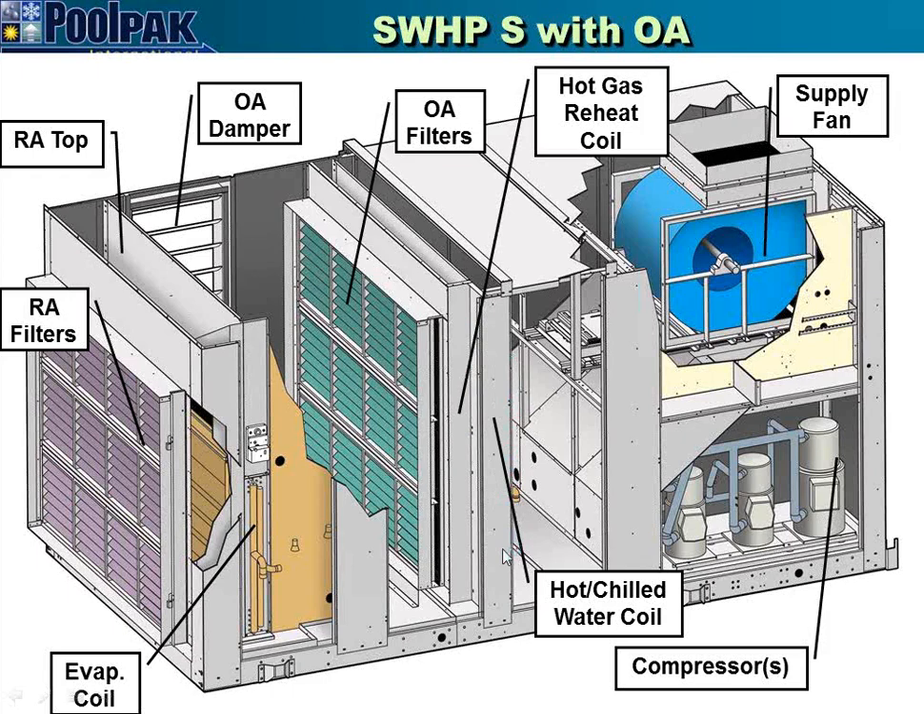By the same token, during the cooling season, if we need additional cooling, we can run chilled water through this auxiliary coil as well. Again, common construction feature of the PoolPak units, compressors and other major components are out of the airstream, and this is the S unit, and that refers to the supply fan. This only has a supply fan. So if you need dedicated exhaust, you're going to have to provide a field installed exhaust fan to accomplish ventilation requirements.